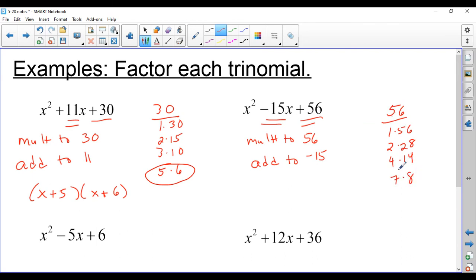And I'm going to look down there and find the pair that add up to 15. Now, if I want them to add to negative 15, I need negative 7 times negative 8. So when I write my factors, it's going to be x minus 7 and x minus 8.